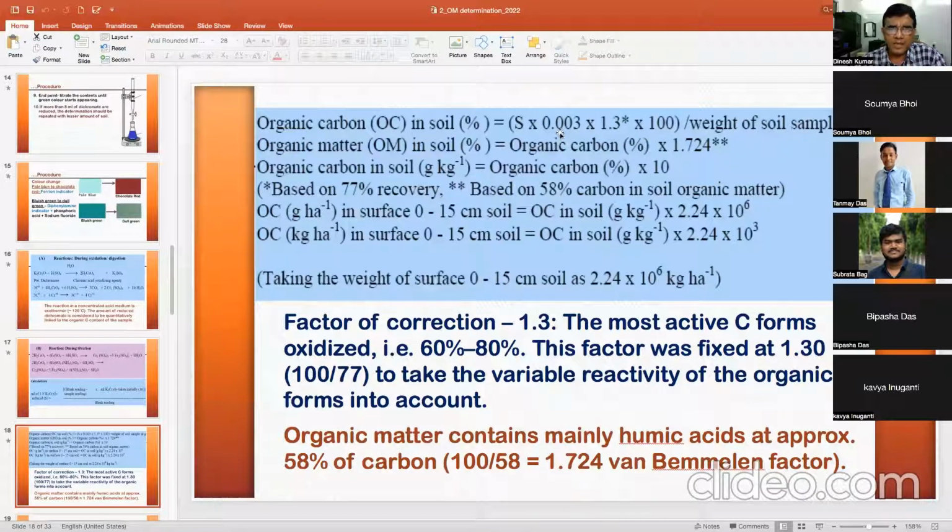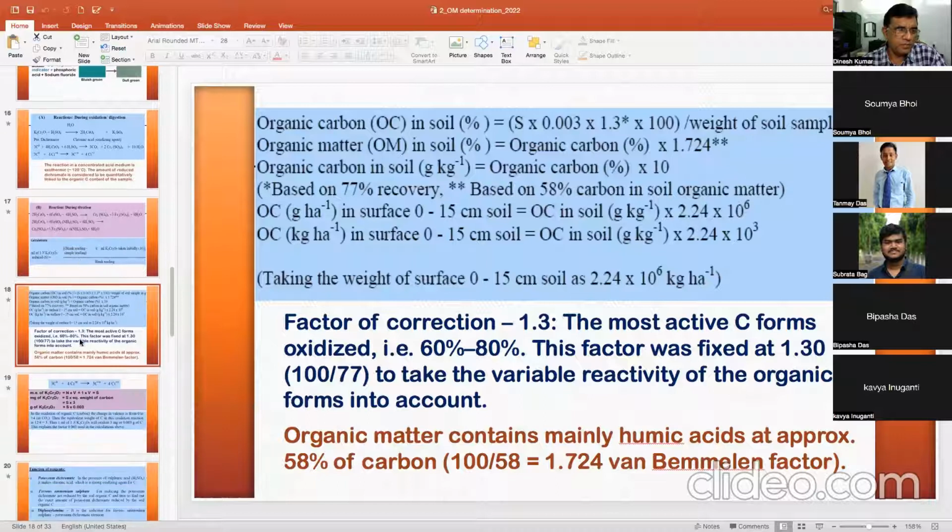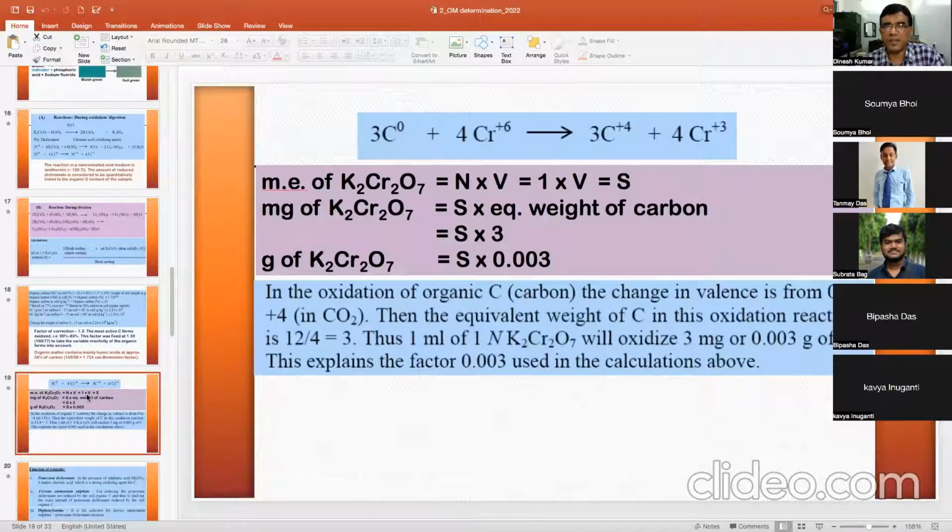So actually in this reaction, I want to show you how this 0.003 has come. In this reaction, carbon is oxidized and now has valency 4. Before it was 0, it is oxidized and has charge 4. Chromium was +6 and it is reduced to +3. So in the oxidation of carbon, the change in valency is from 0 to +4. Here it was 0, then in CO2, carbon has valency +4.